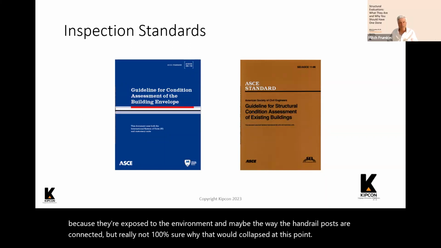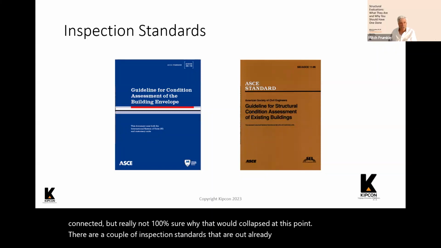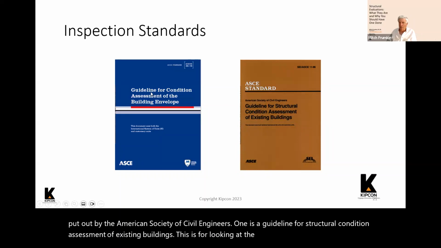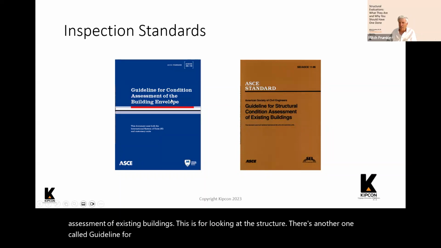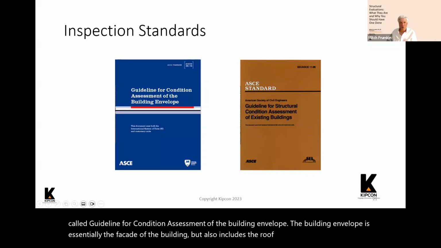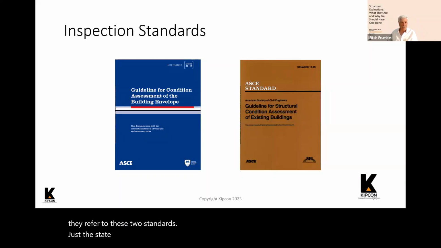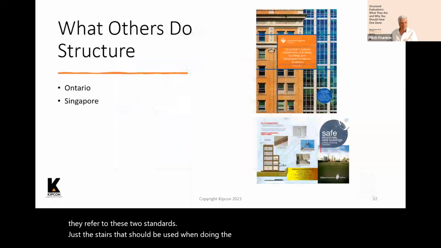There are a couple of inspection standards that are out already and being used. They're put out by the American Society of Civil Engineers. One is a guideline for structural condition assessment of existing buildings. This is for looking at the structure. There's another one called Guideline for Condition Assessment of the Building Envelope. The building envelope is essentially the facade of the building, but also includes the roof. So there are standards out there that are being used. And in the public policy, as well as most legislation I've looked at, they refer to these two standards as the standards that should be used when doing the inspections and preparing the reports.